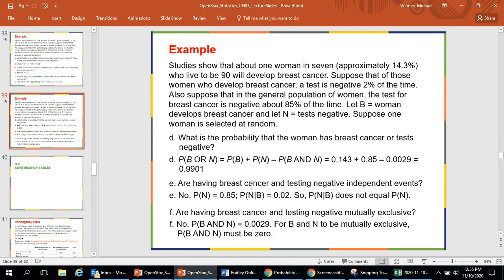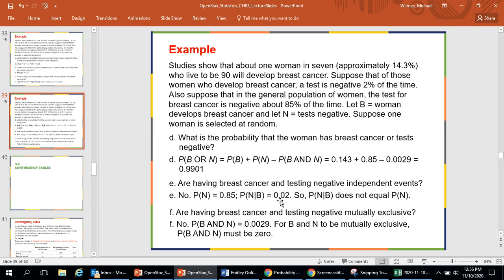Let's see. Are having breast cancer and testing negative independent events? And the answer is no, because the probability of testing negative would be 0.85 or 85%. But the probability of testing negative once you get breast cancer is 2%. So those probabilities are not the same. In fact, they're not close at all. So since they're not close, they're not independent, which makes sense. If you get cancer, you're most likely going to test positive for it.